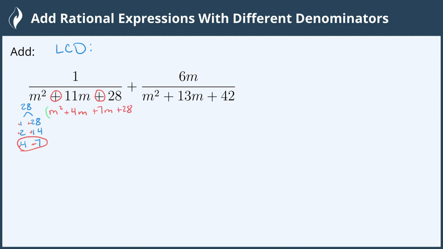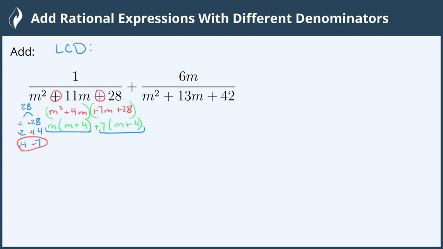Now we need to factor by grouping. We'll group the first two and the last two, and look for the greatest common factor of the first two. The only thing in common is m, so we'll factor out the m, which leaves us with m plus 4. The greatest common factor of the second two is a positive 7, so we'll factor out a positive 7, leaving us m plus 4.